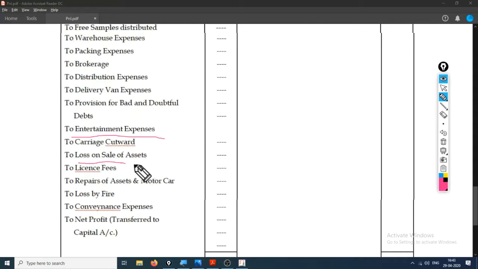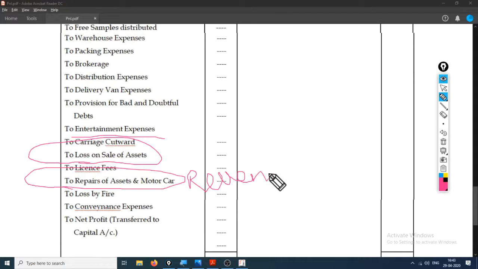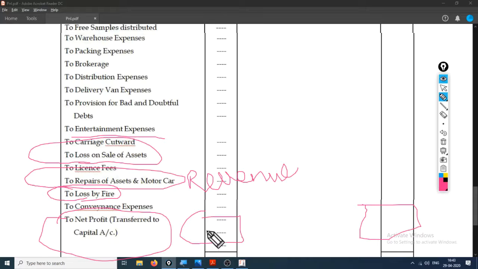Entertainment expense, loss on sale of fixed asset, right here. Repairs of asset, we'll learn about capital repairs and revenue repairs. This looks like revenue repairs. Conveyance, loss by fire right here, and net profit. Just like I explained to you, if this side is more and it is not fulfilling the balance, hence we need to create a net profit account, and this will be the profit, that is all the income left after deducting all the expenses.